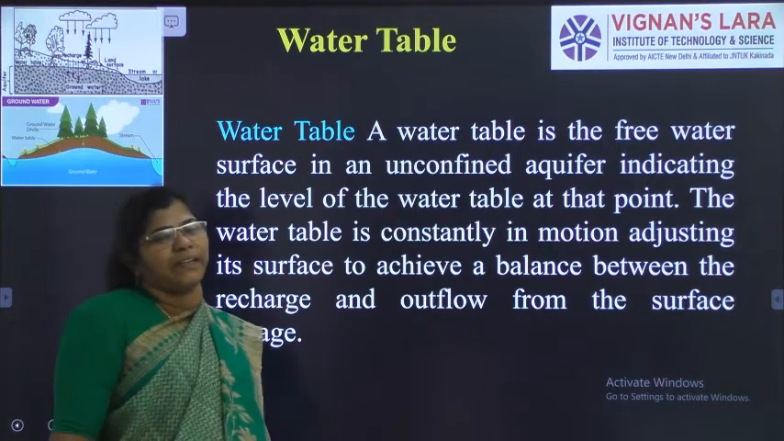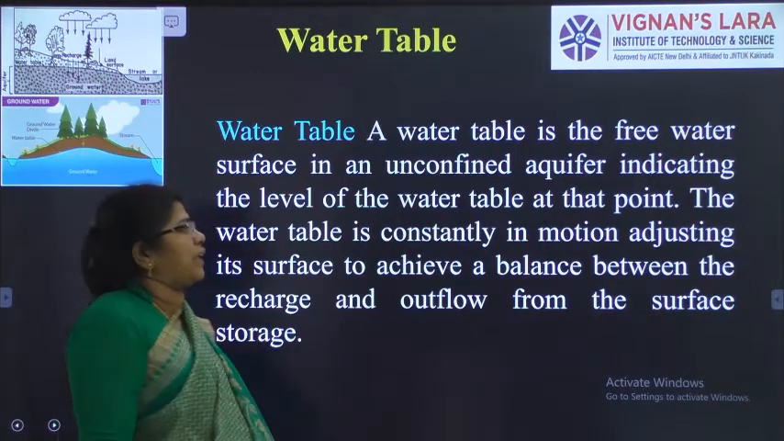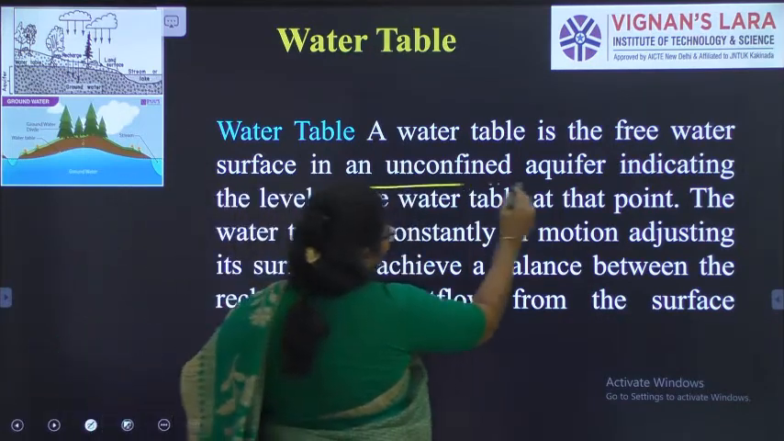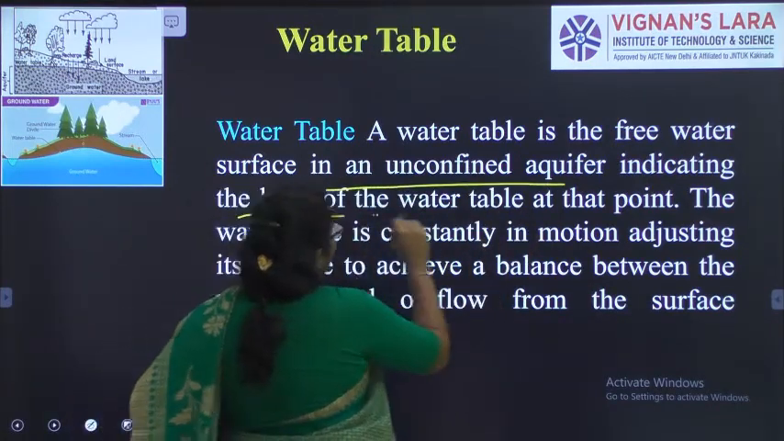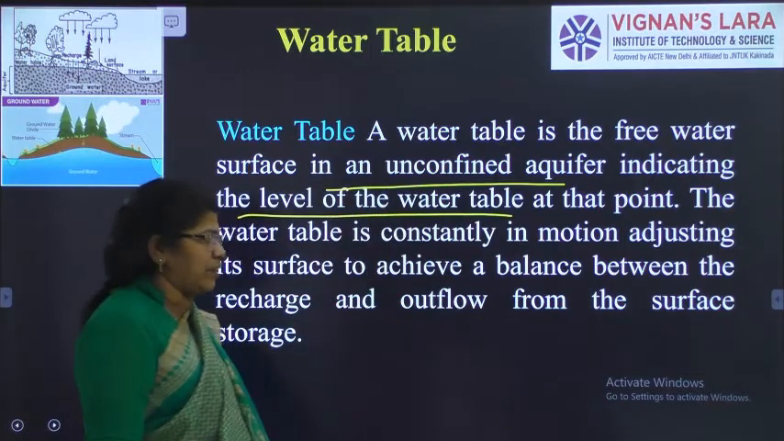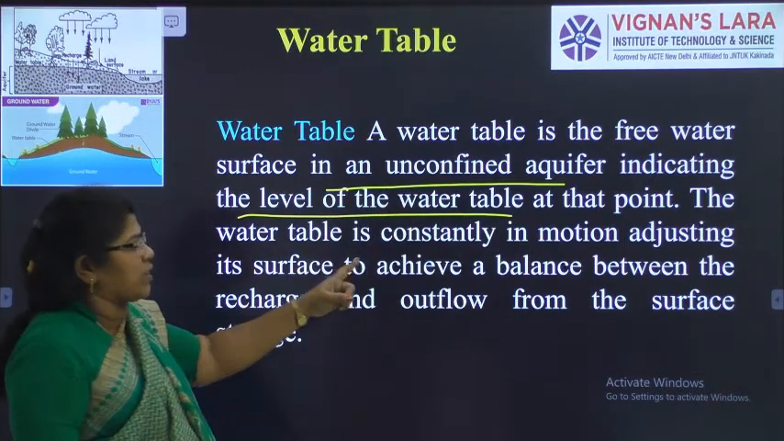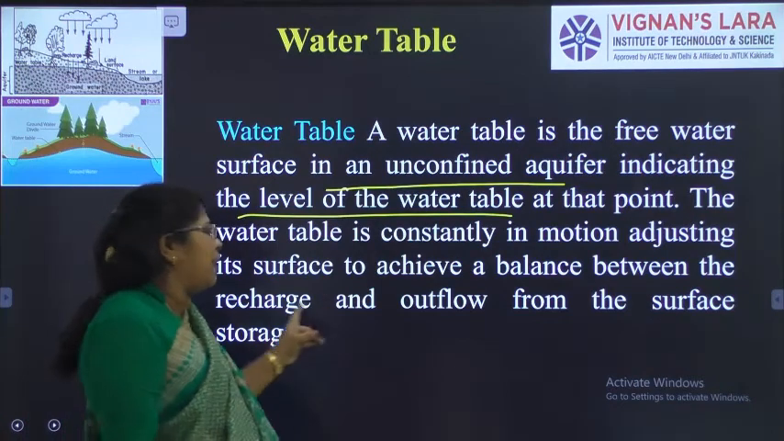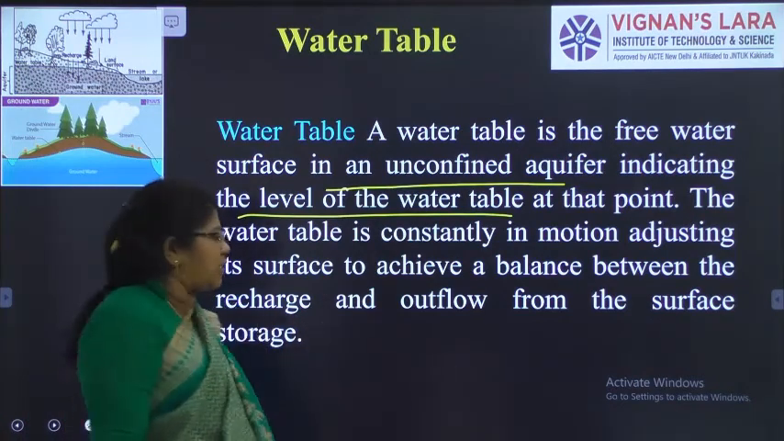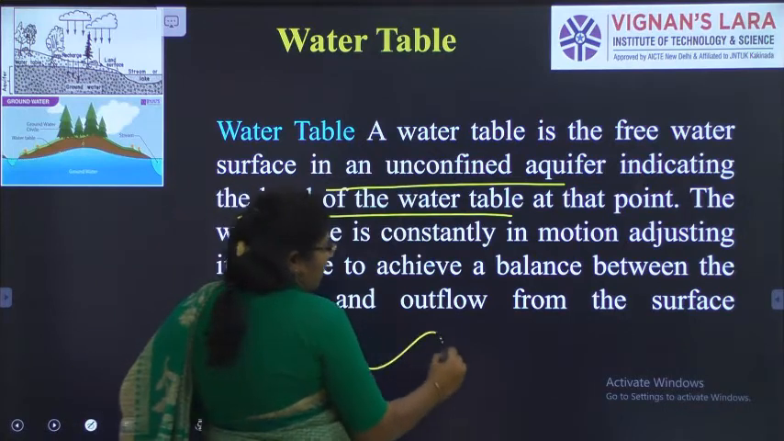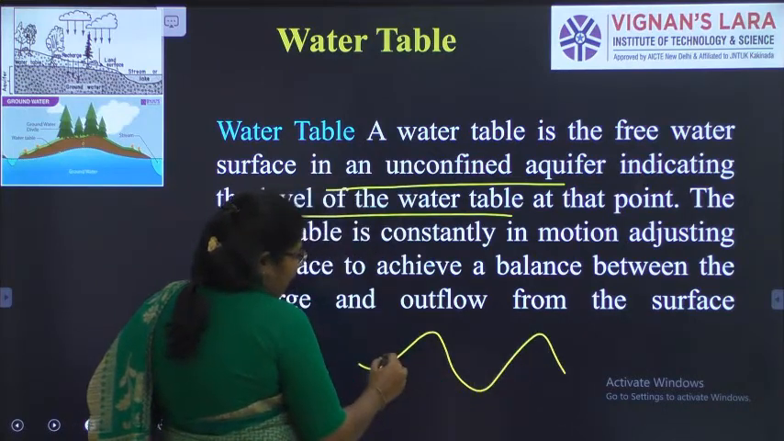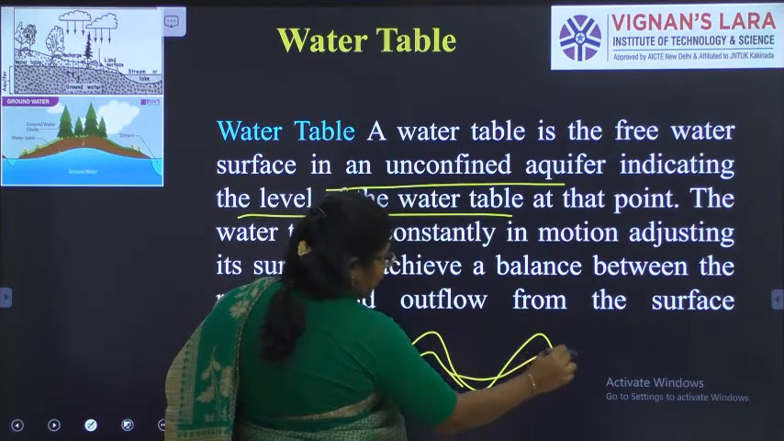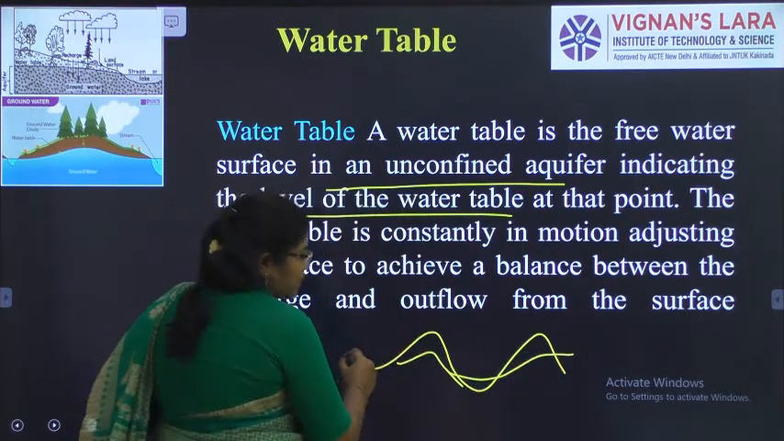This class we will be seeing about the water table. Okay, the first topic. The water table is the free water surface in an unconfined aquifer, indicating the level of water at that point. The water table is constantly in motion, adjusting its surface to achieve a balance between the recharge and outflow of the surface. Okay, if there is a mountain, the water table will move along it like this. It won't be a straight line.